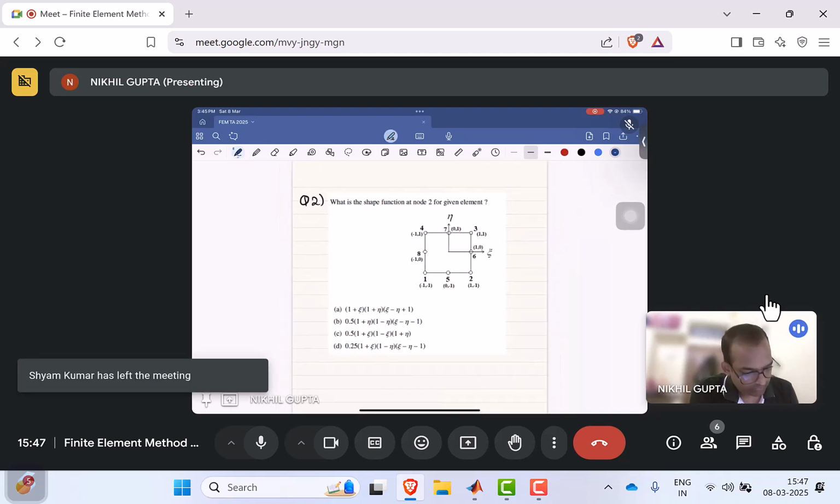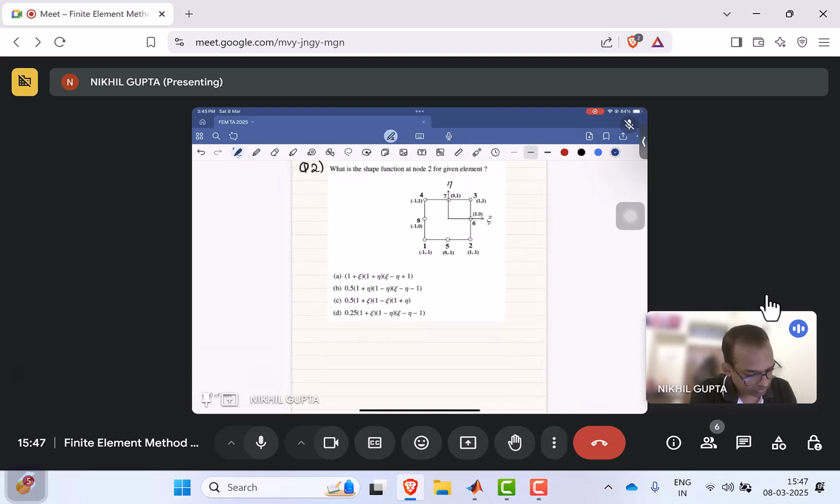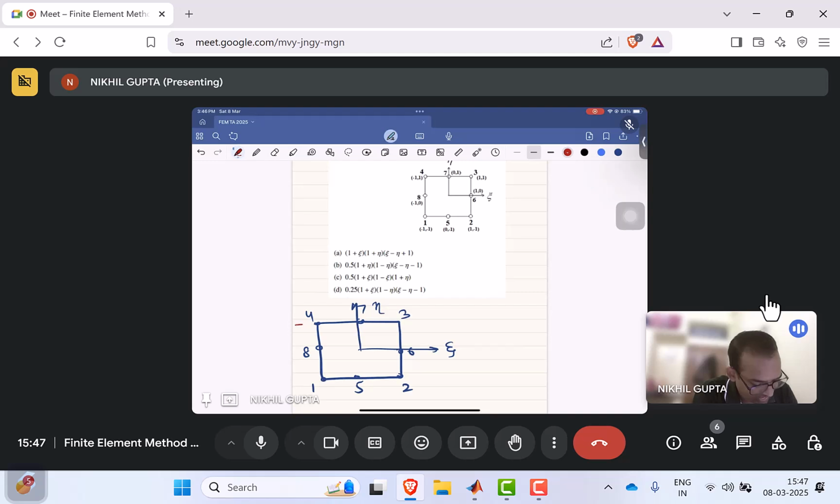So now here we have to find the shape function at node 2. You all know how to calculate the shape function, but I'll tell you how to do it. So this is 1, 2, 3, 4, 5, 6, 7, 8. Now all are having nodes, and this is xi, this is eta. For solving for N2, you have to cross the lines on other nodes like this, and now remaining is 5, 6. You can cross this by this.